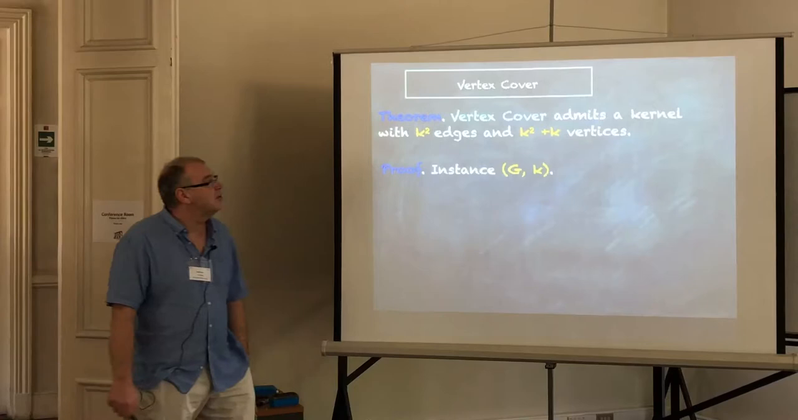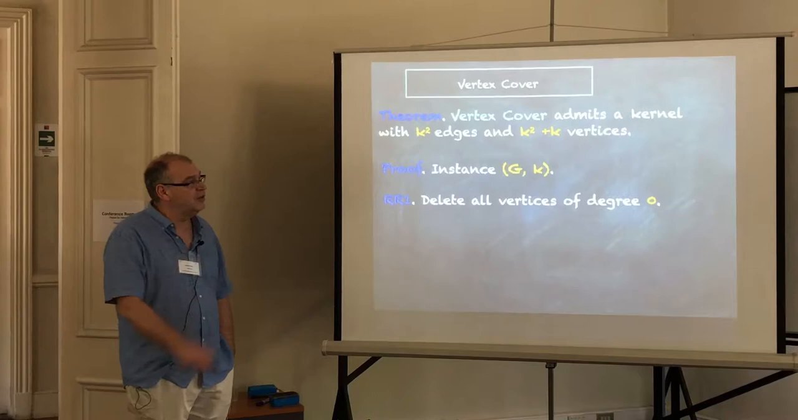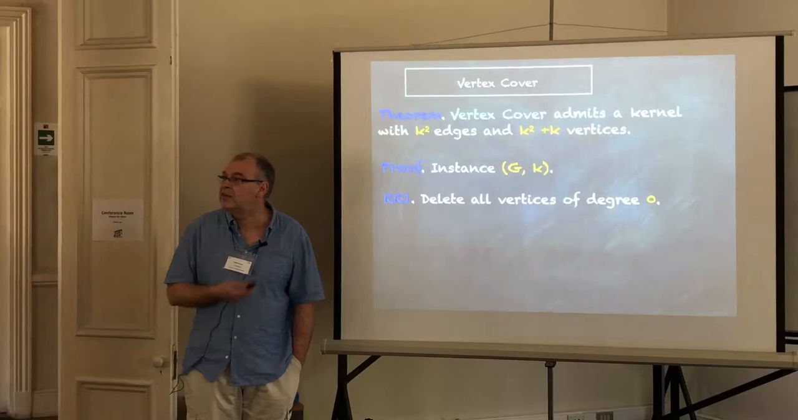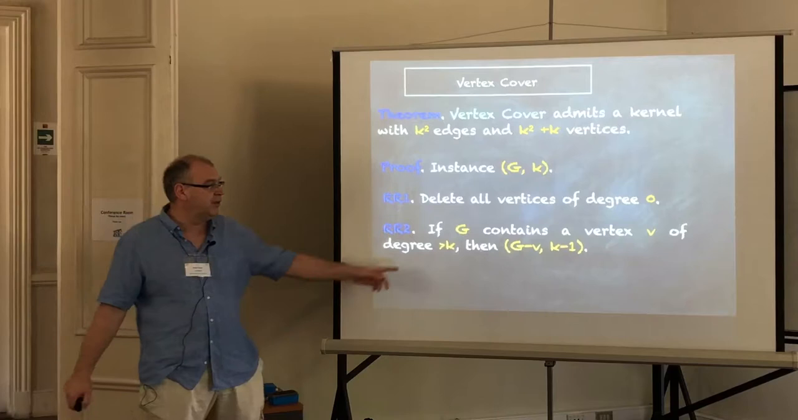So how does the proof go? I have an instance G, k. Again, I just delete all vertices of degree zero. This rule is okay, right? Vertices of degree zero don't cover anything. I don't need them. And then if my graph G contains a vertex of degree more than k, then I delete this vertex and I decrease the parameter.